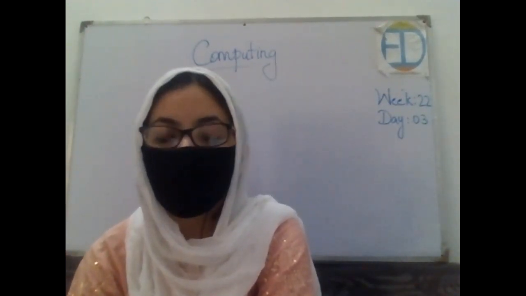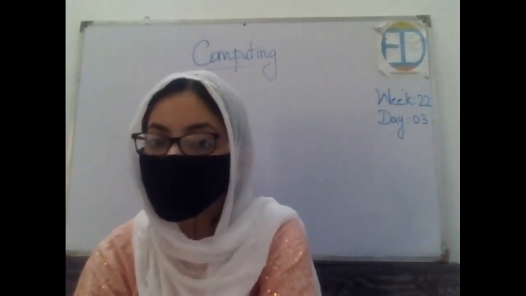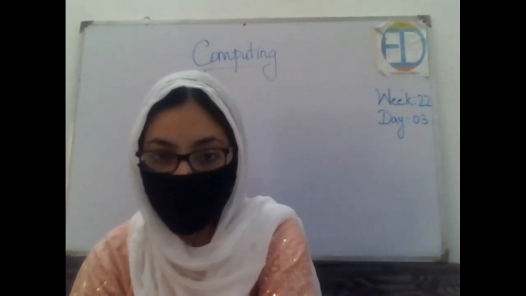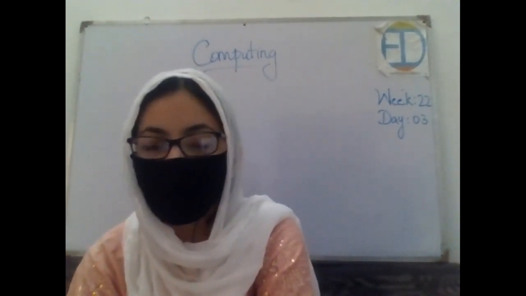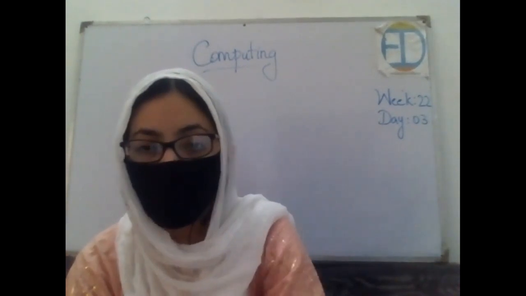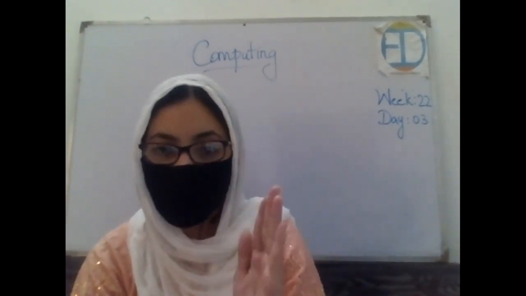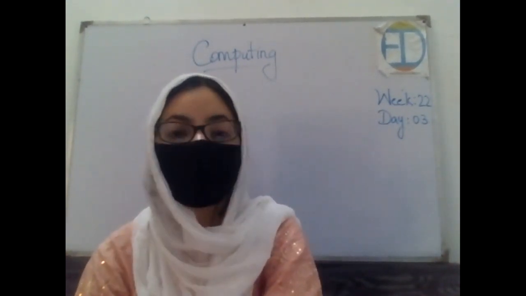Okay. What is your home assignment? You are supposed to make a list of parts of the computer. Parts of the computer, and how many you have. On one side you will write the names of parts of the computer, and on the other you will write their number.